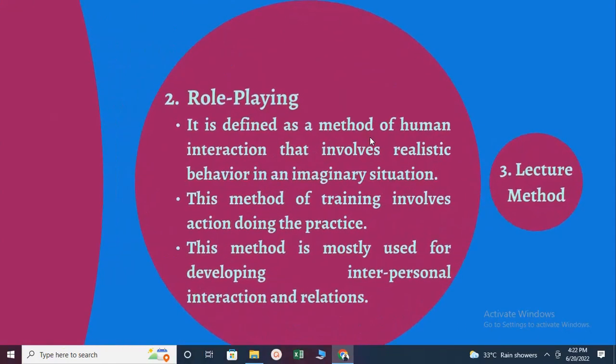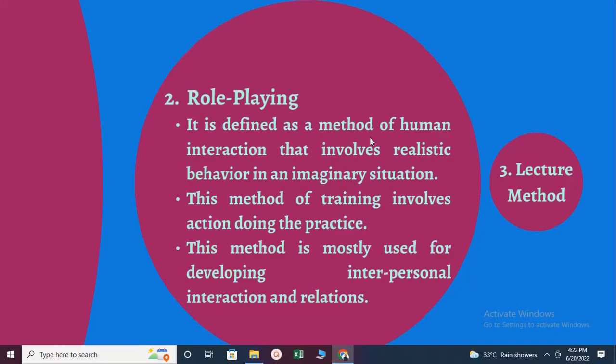Second method, role playing. This is a popular method in off the job training. It is defined as a method of human interaction that involves realistic behavior in an imaginary situation. For example, a particular situation is given, and how a person reacts, how they imagine the particular situation, and they react to that. This method of training involves action, doing the practice. It is mostly used for developing interpersonal interaction and relations.